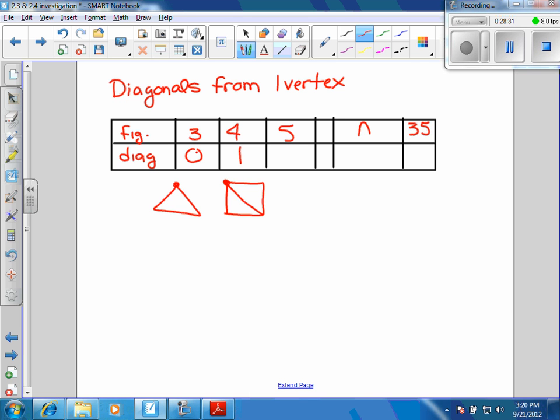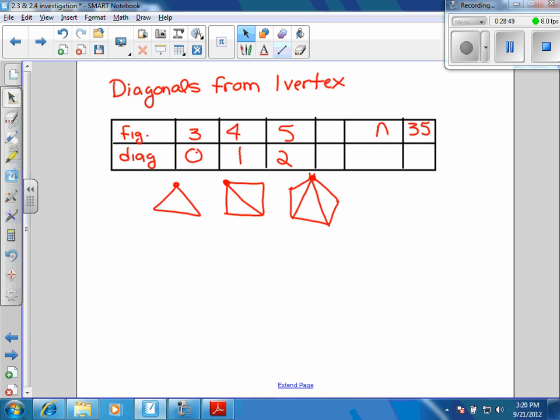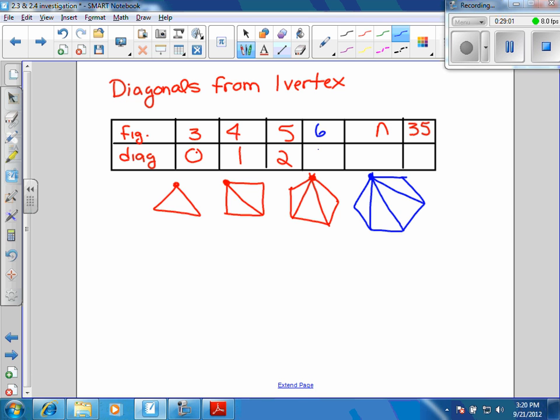Okay. If we had a 5-sided polygon, from this vertex, there's 1, 2. So if you think that's not enough of a pattern, put another one in just to make sure. Put 6, draw a hexagon. And then from one vertex, there's 3, right? Got that? Okay, so you've got your picture.